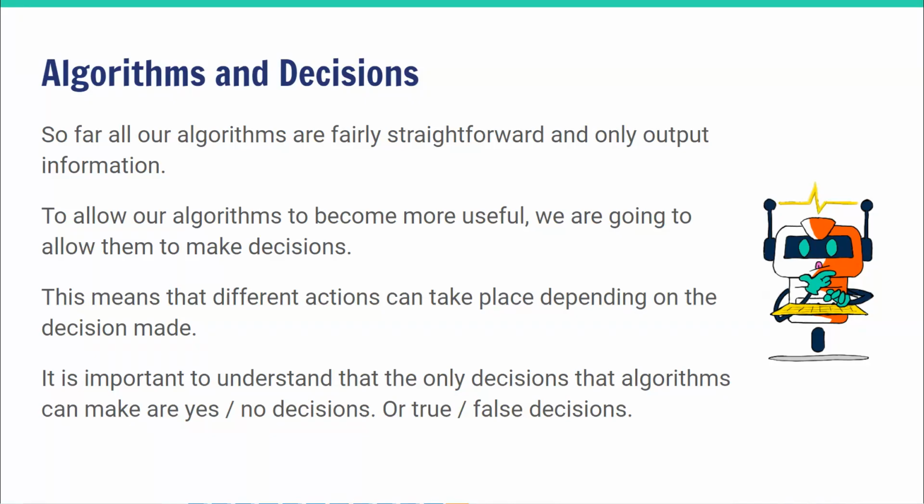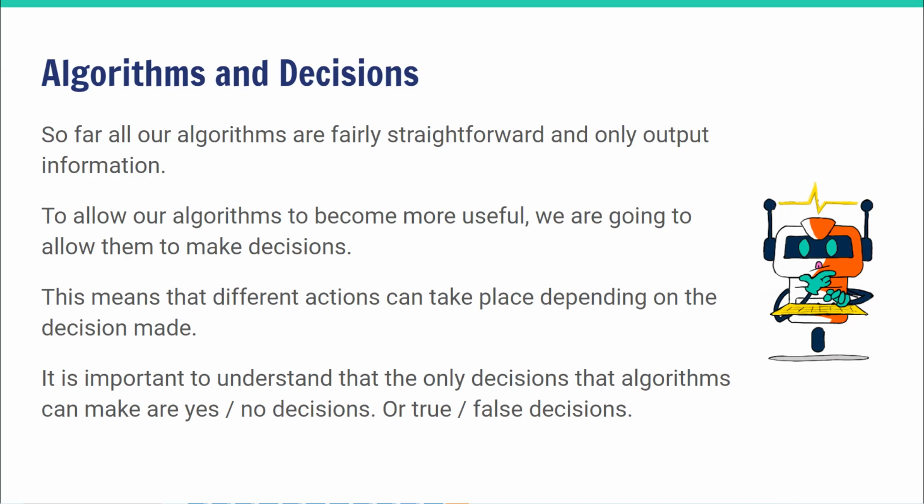All of the algorithms that we've looked at so far are fairly straightforward, and they only output information. They only display things to the user. So to allow our algorithms to become more useful, we're going to let them make decisions. This means that different actions can take place in our algorithm depending on the decision that the algorithm makes.